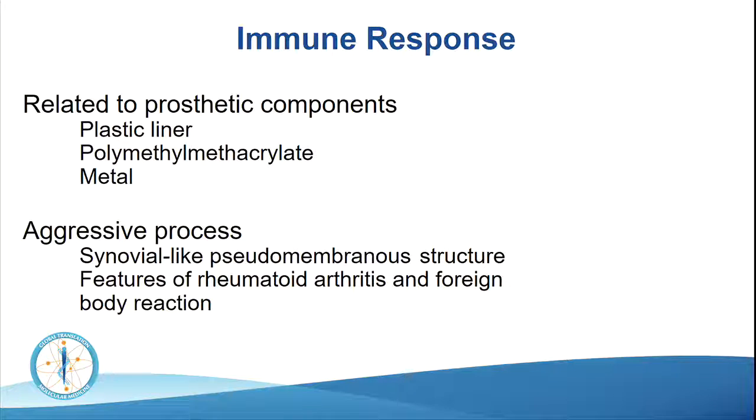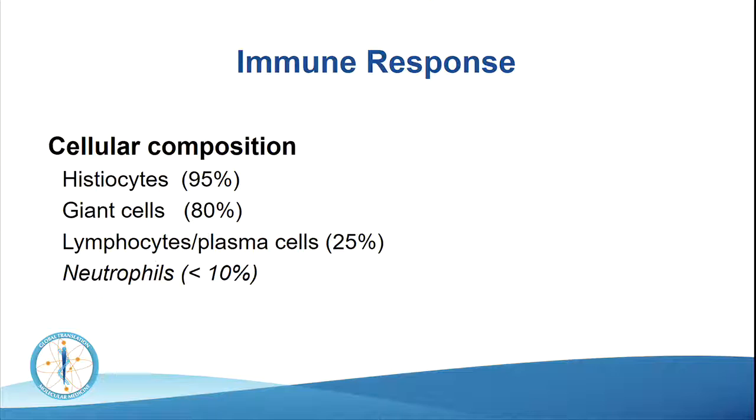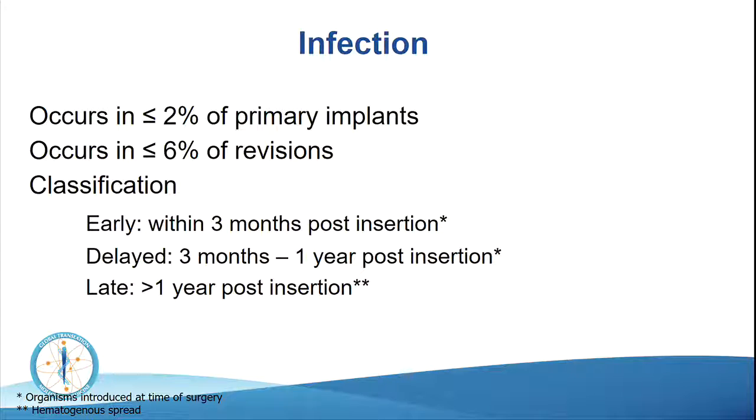It can be a very aggressive process. It's characterized by a synovial-like pseudomembranous structure that forms. There are features of rheumatoid arthritis and foreign body reaction. There can be a very intense leukocyte response, and that cellular composition is comprised primarily of histiocytes, giant cells, sometimes lymphocytes and plasma cells, but it's important to note that neutrophils are rarely present around the aseptically loosened, inflamed arthroplasty.